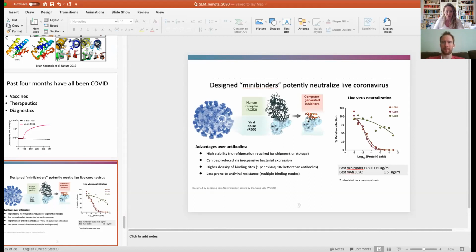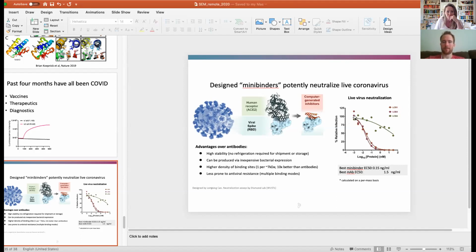So we've been using the protein-protein interface design methods I described to design small proteins that bind tightly to the spike protein. This is ACE2 bound to the RBD. This is a small design protein. These proteins are super stable. We can make them in bacteria. They're much smaller than antibodies. And we can design quite a few of them that bind in different ways.